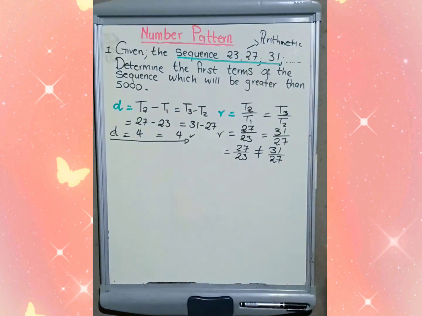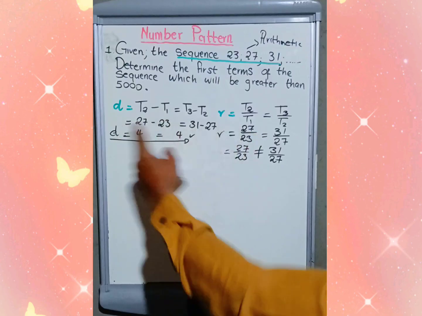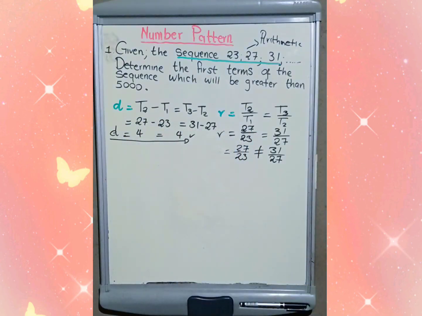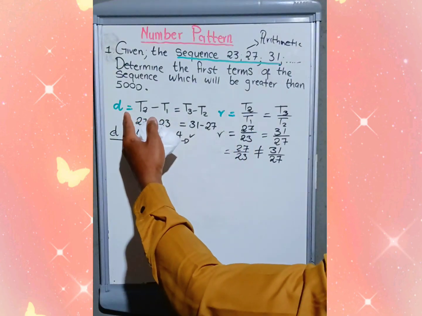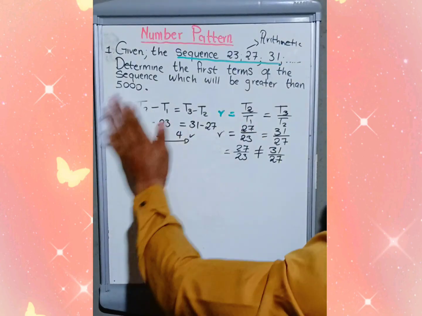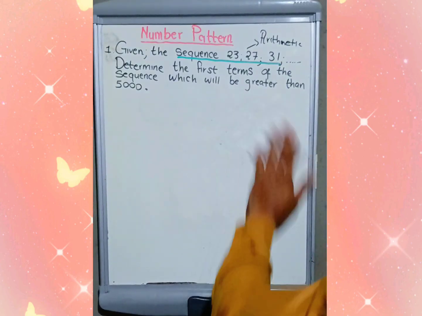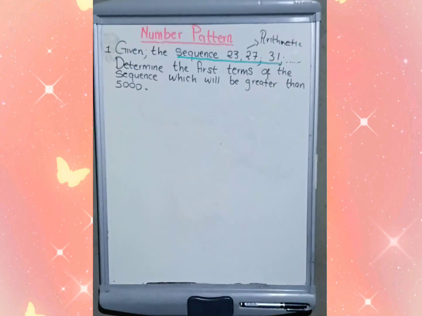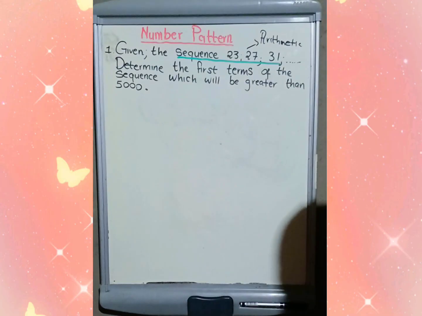That is the first step you need to do when you take question number 13. You need to check what type of sequence it is, whether arithmetic or geometric. You use these two formulas: the constant ratio and the common difference. Now we know this is an arithmetic sequence. Let's go to the question.